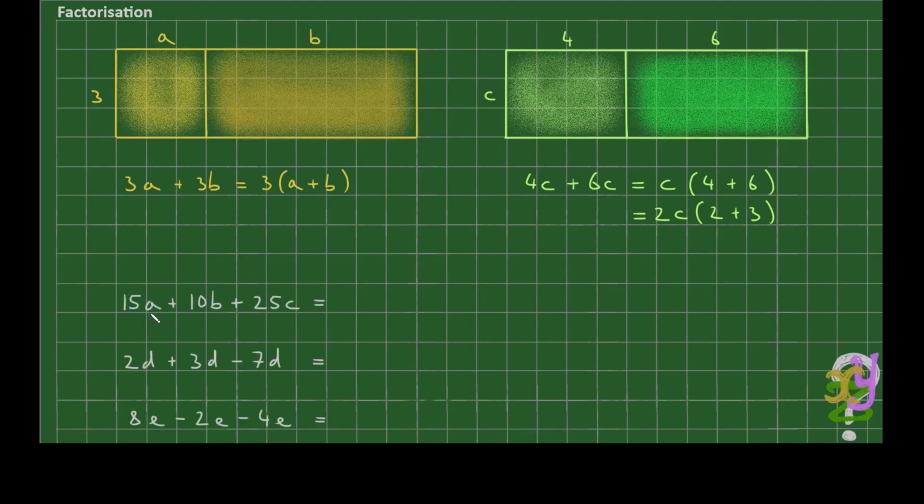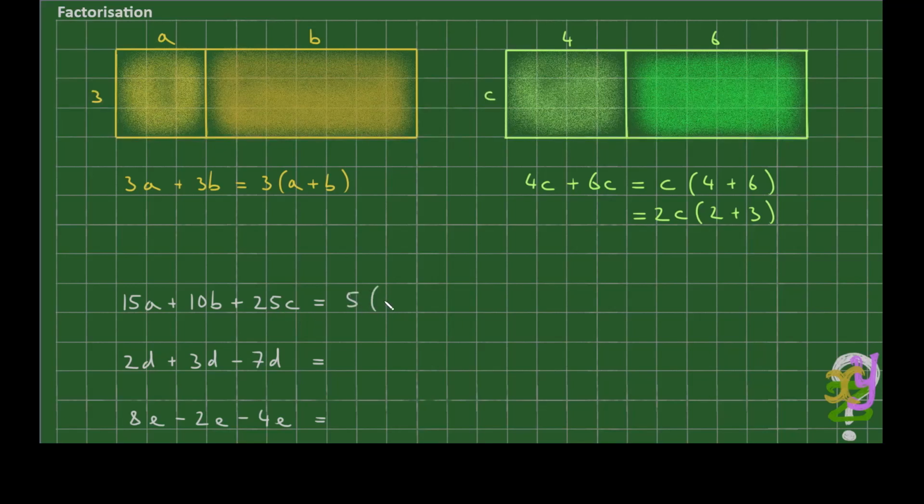So, 15a, 10b, and 25c. What is the common factor here? Well, it's definitely not the letters, because they're all different, which means I'm looking for a common factor for numbers 15, 10, and 25. If you are very familiar with your multiplication table, you will recognize that all these numbers are divisible by 5. So that is the common factor that I can take outside of the bracket.